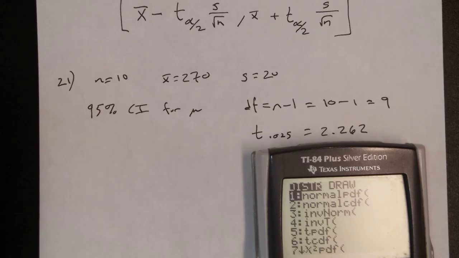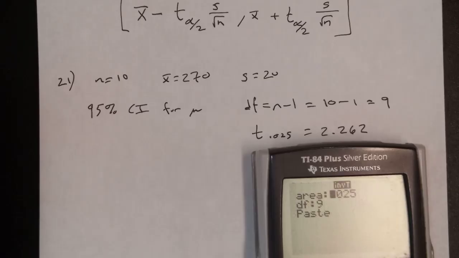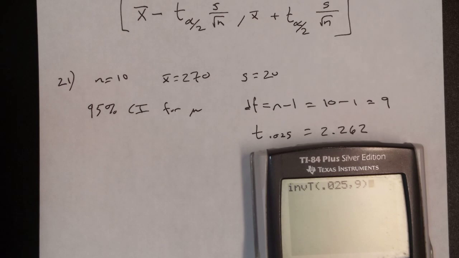Distributions. Number 4 says inverse t. Hey, tell me the area you want. I want the area to be 0.025. I have 9 degrees of freedom. And notice that's the left number because it gave me the negative one. The area was just this little piece.